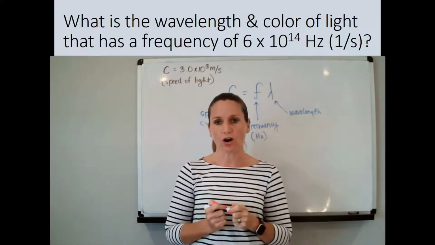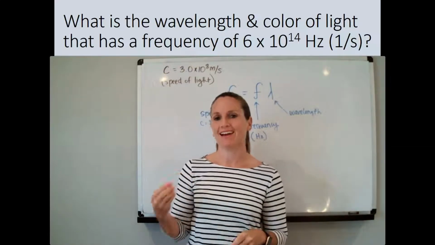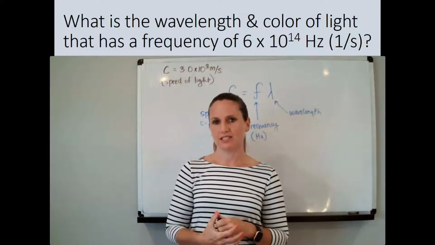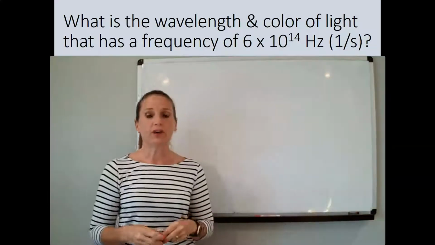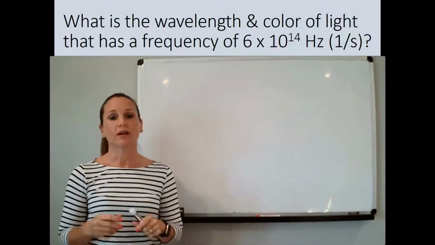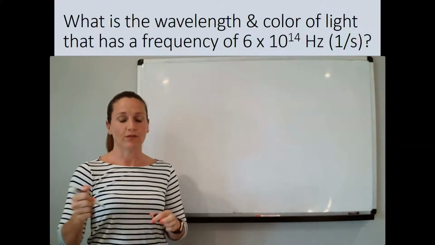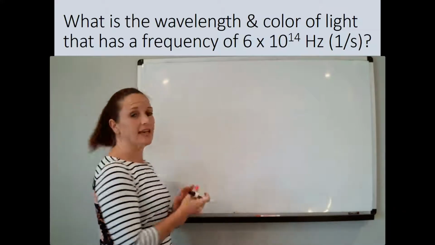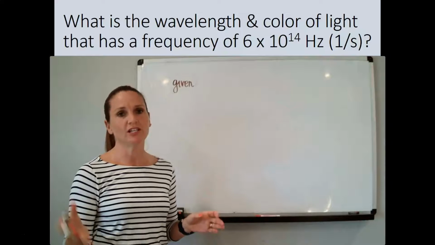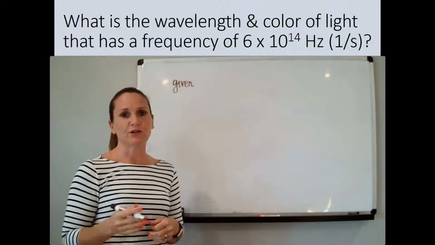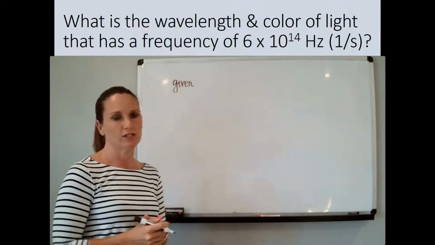So we're going to solve for the wavelength and color of a light that has a frequency of 6 times 10 to the 14 hertz. When we solve problems in this chapter, we are going to use the 5-step method. So if you recall, our first step is identifying our given. According to this question, what I am given is a frequency of 6 times 10 to the 14 hertz.